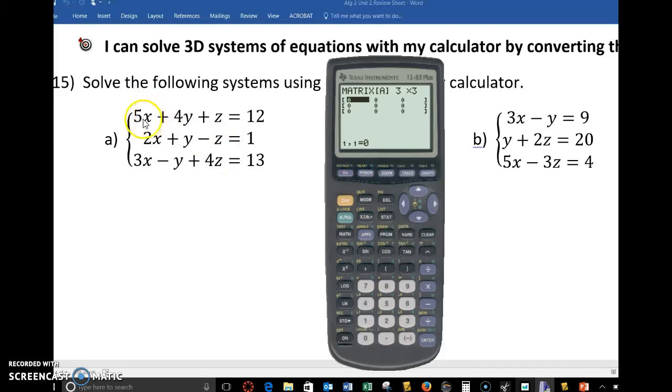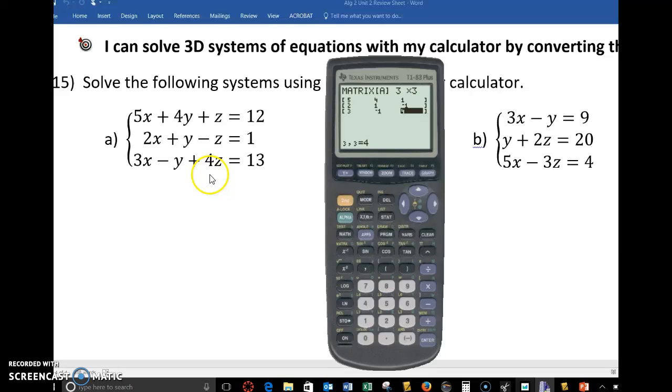In the first row it's going to be 5, 4, and 1. My second row is going to be 2, 1, and negative 1. Make sure you're using the negative sign, not the minus sign. Then 3, negative 1, and 4, enter.